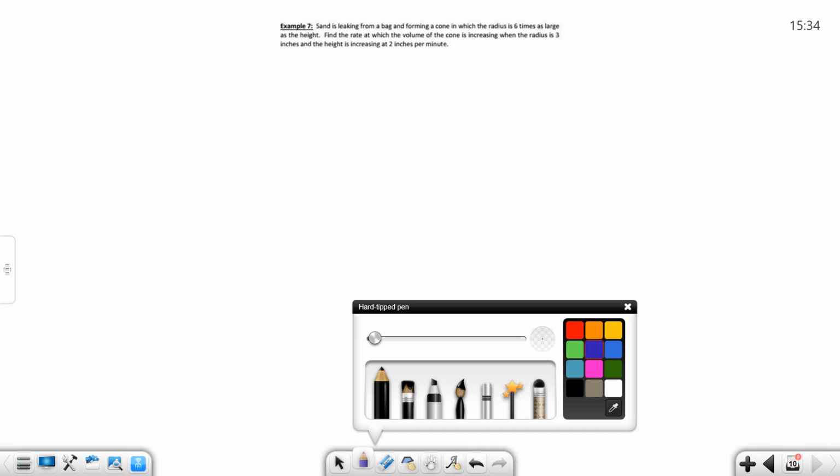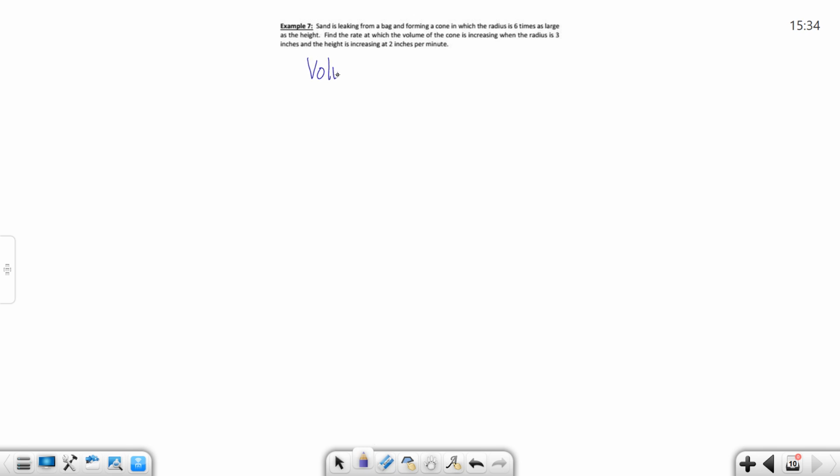Okay, so we have our last one of these, which is by far the hardest. If you read through there, it tells you that you have a cone and you're looking for the volume. So you're definitely doing volume of a cone. The volume of a cone formula is V equals 1/3 pi r squared h.